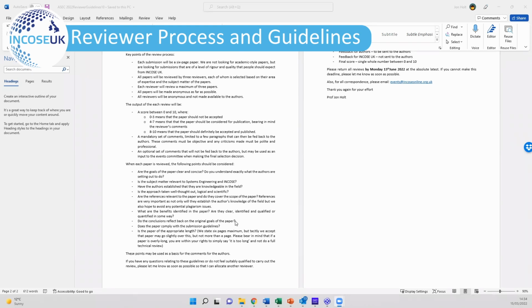This is why. So it will be 6 pages. Occasionally we'll let people go slightly over, but on no circumstances will it be more than 7.